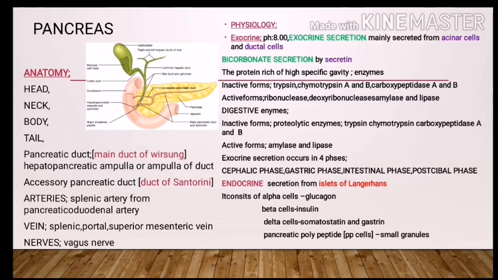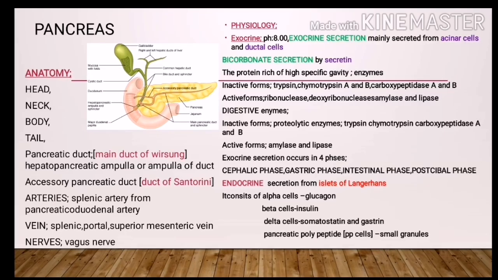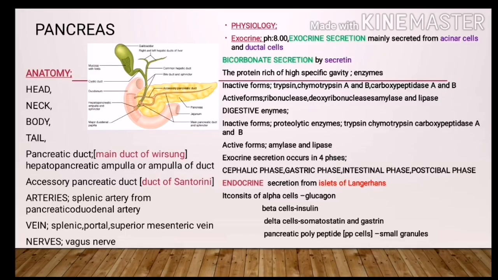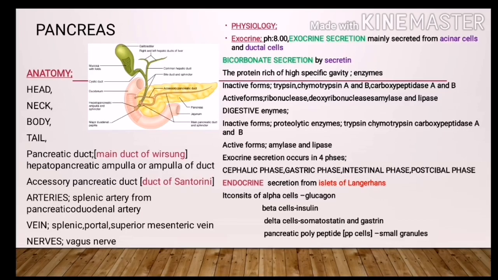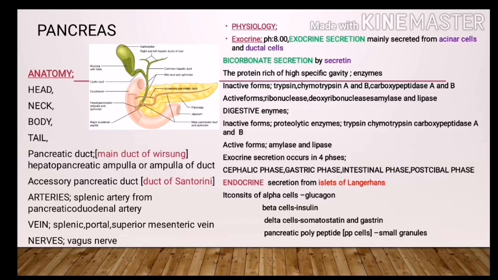The pancreatic duct is the main duct. The hepatopancreatic duct, or ampulla of Vater: the bile duct and the pancreatic duct together pass obliquely through the wall of the duodenum. They unite to form the hepatopancreatic duct, or ampulla. Then the accessory pancreatic duct. Arteries: splenic artery and pancreaticoduodenal artery. Veins: splenic, portal, superior mesenteric vein. Nerves: vagus nerve.